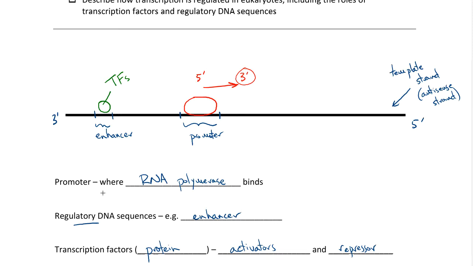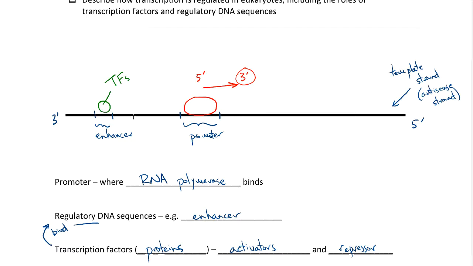So we've got these regulatory DNA sequences like enhancers, and then we've also got floating around these transcription factors. They are proteins like activators and repressors, which can bind to the regulatory DNA sequences and make it more or less likely for the gene to be transcribed. So it's the interaction of these two, the transcription factors binding the regulatory DNA sequences, that helps to determine whether or not we're going to get transcription.